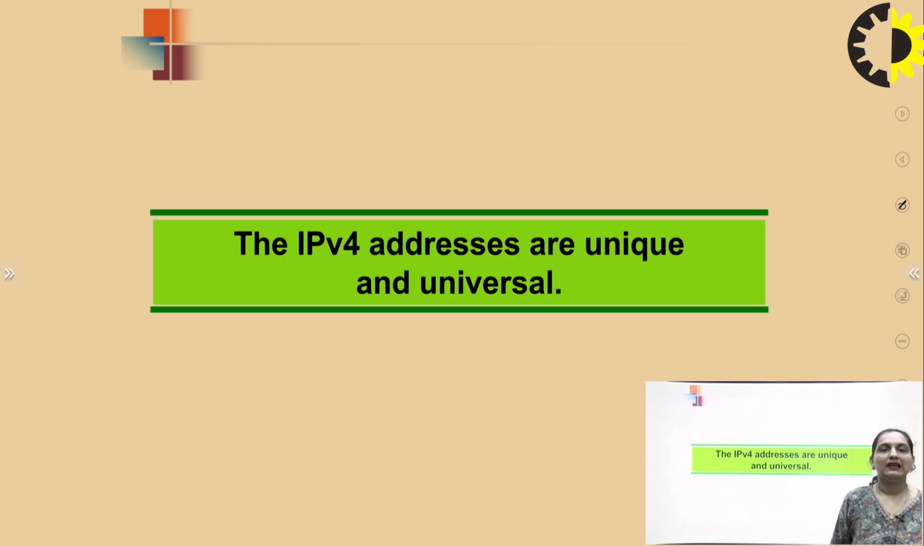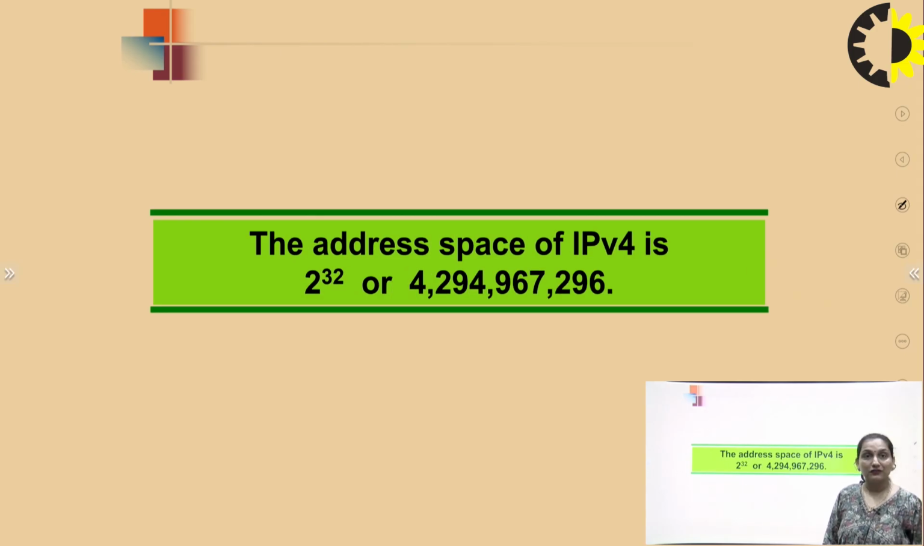This is uniquely and universally defined. No two IPs of the computers have to be the same. So how much address space do we have? IP version 4 is 2 raised to power 32. That is, this many IPs are possible.